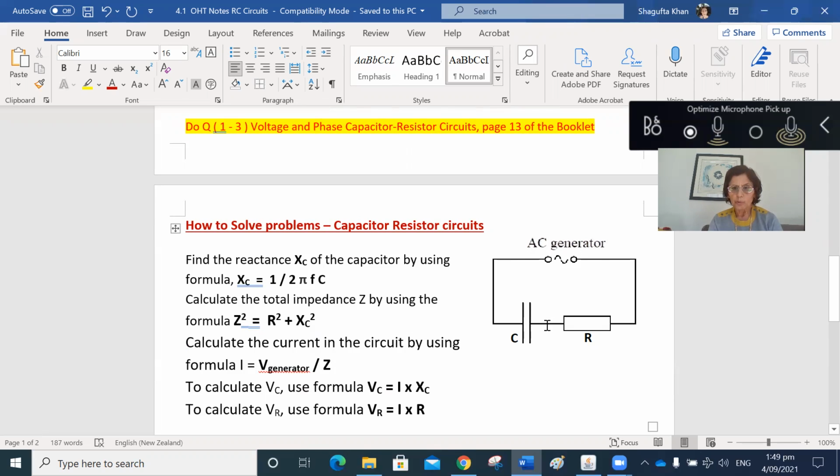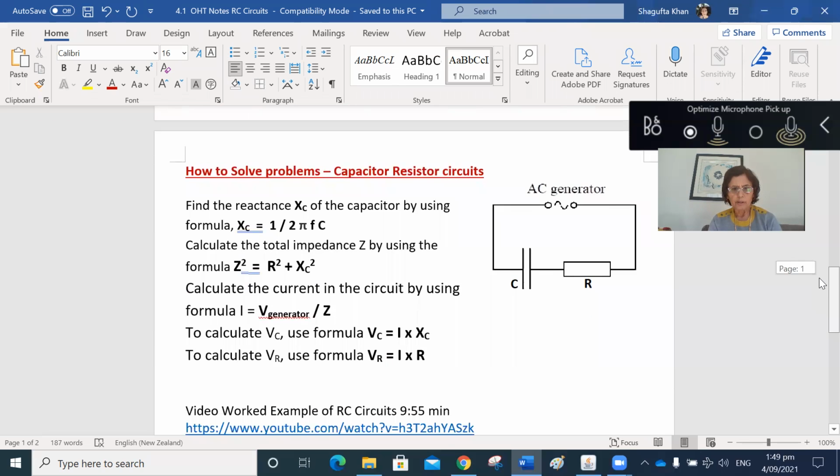And then we find the total current in the circuit, and the total current is the total voltage, that's the voltage of the supply, divided by the total impedance. And then to calculate the voltage across the capacitor, we use the formula V capacitor equals I times XC, that's the reactance of the capacitor, and VR, the voltage across the resistor, is I times R.